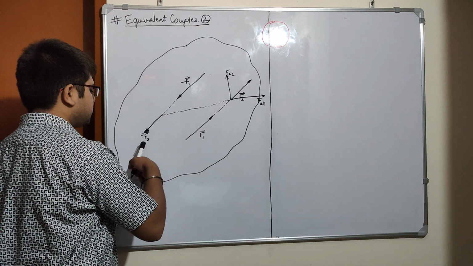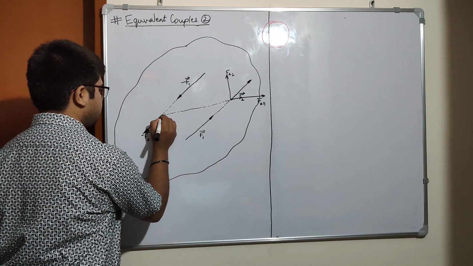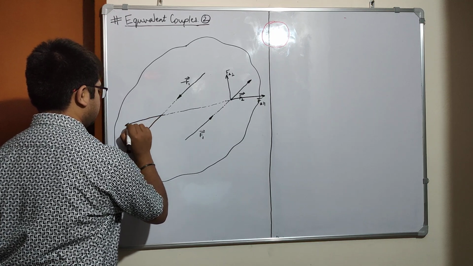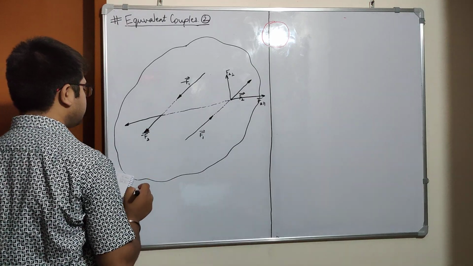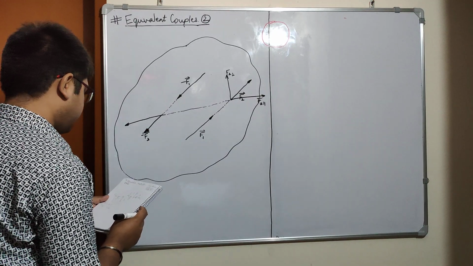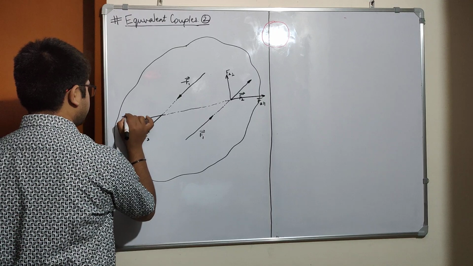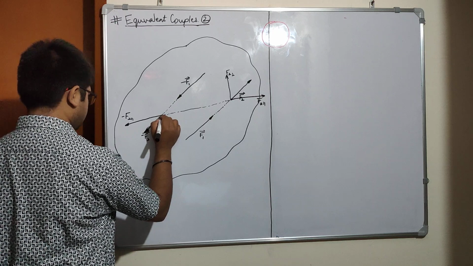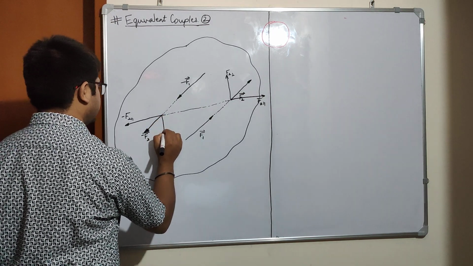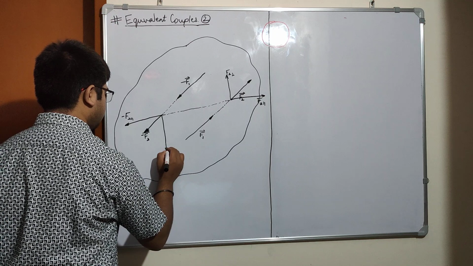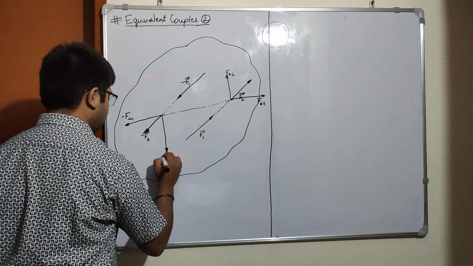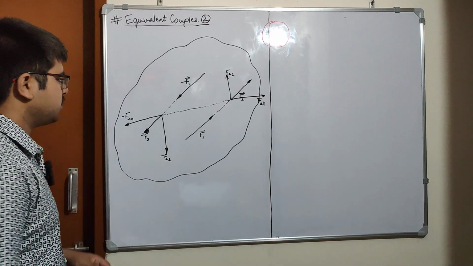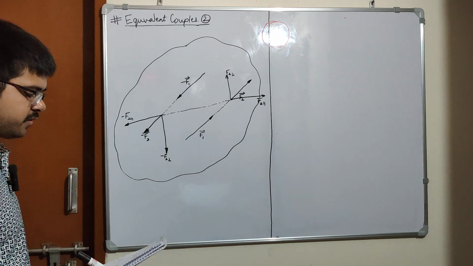Similarly, I'll resolve this into two components: minus F2 parallel and minus F2 perpendicular. So that's how I have resolved two vectors.